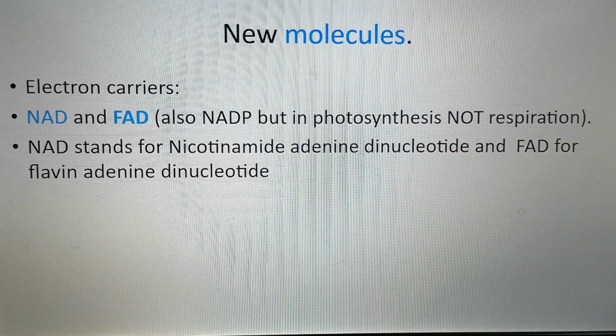Okay, just take a deep breath here. Pause me if you need to, because we're going to have a look at the new molecules.